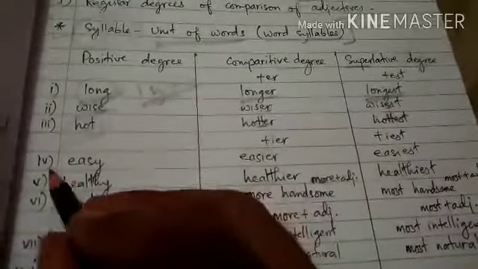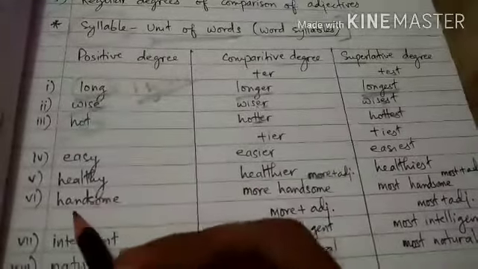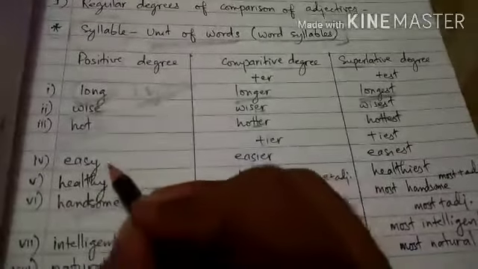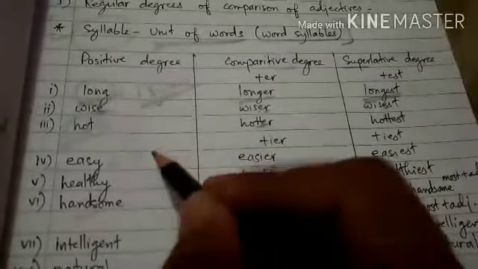Now see example number 4. Easy, healthy, number 5. Number 6, handsome. See, easy, double syllabic word, words of 2 syllables.